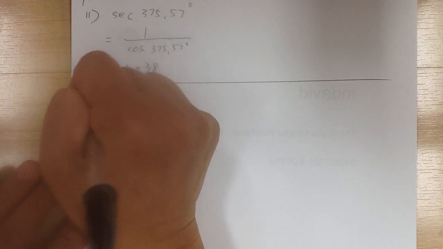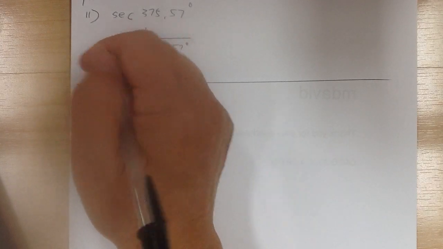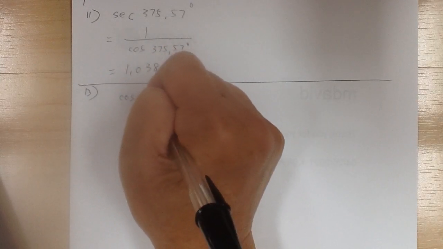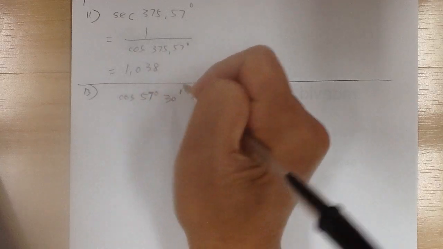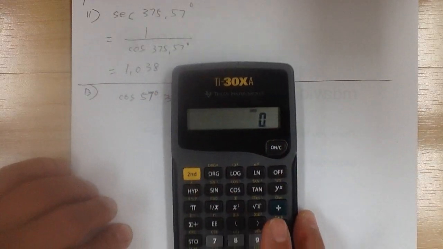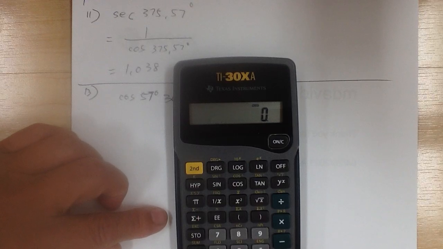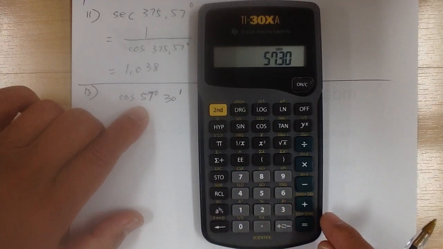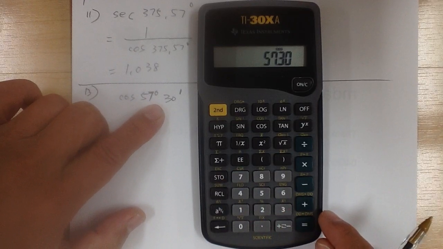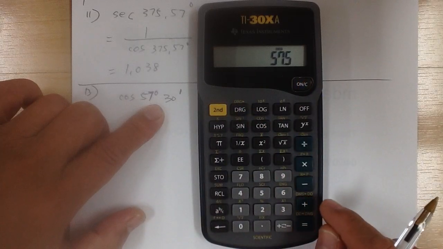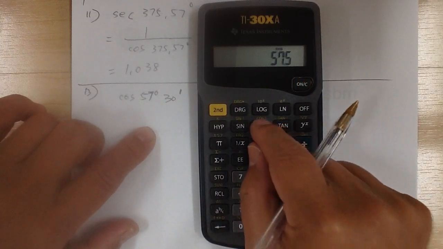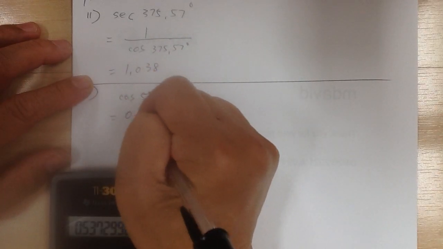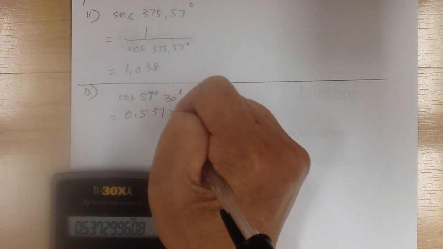Okay, number 13. Cosine of 57 degrees and 30 minutes. So you have to make sure you know how to enter this on the calculator. Okay, so for this one I have to enter 57.30 and convert to decimal degrees. Okay, and then take the cosine, and so this will give me 0.5373.